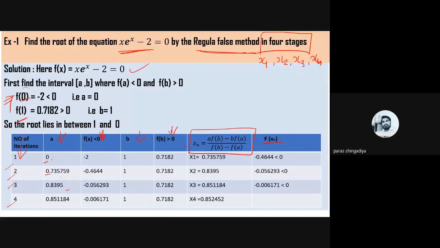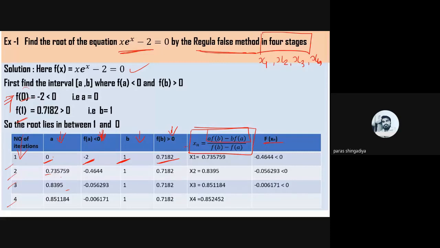So a, what is the a? We have 0. Okay. And what is the f of a? That is minus 2. Clear? What is b? That is equal to 1. And what is f of b? That is 0.7182. Clear? And now check x1. So x1 कैसे define होगा? चारों values आपके पास हैं. ठीक है. 0, -2, 1 and 0.7182. So you can directly fit this formula in your calculator. Otherwise you just calculate the numerator first. Okay. And then after check the denominator and then take the division. Okay. You can do it both ways.